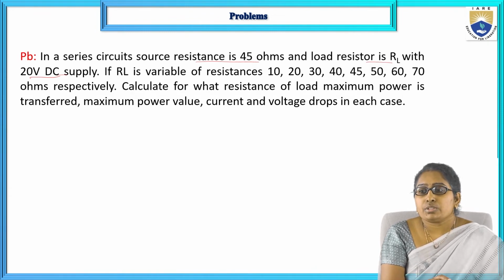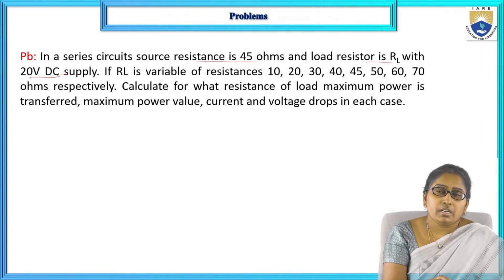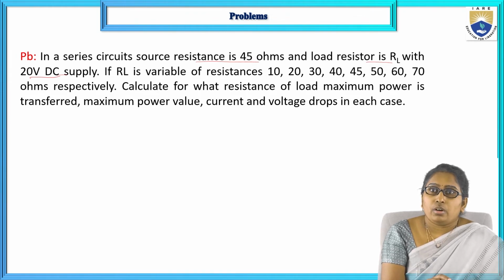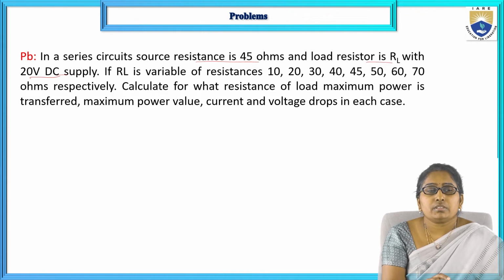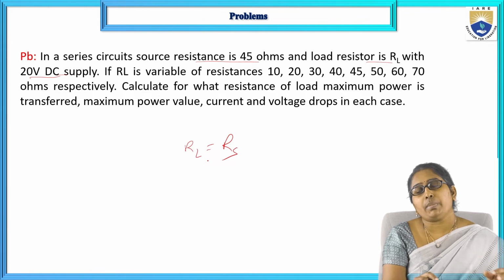If only source resistance is present and there are no other resistances in the circuit, then RL is equal to RS. Here, what is the circuit? They have given only the source resistance and load resistance with the supply source, and there are no other resistances. So the value of resistance for maximum power transfer to the load is RL equal to RS. That is the first part.